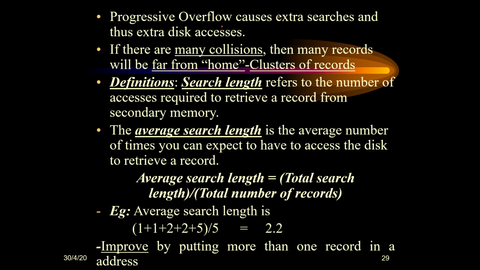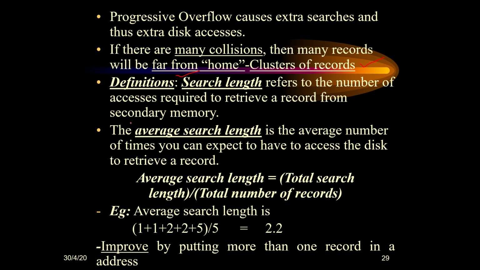That is how linear probing works. By using this linear probing technique, because of collision, our keys are saved far from the home address, forming a cluster of records. Now we go for the next term, known as search length, where search length refers to the number of accesses required to retrieve a record from the secondary memory. So how many accesses do I need to retrieve data from the memory? That is known as search length.